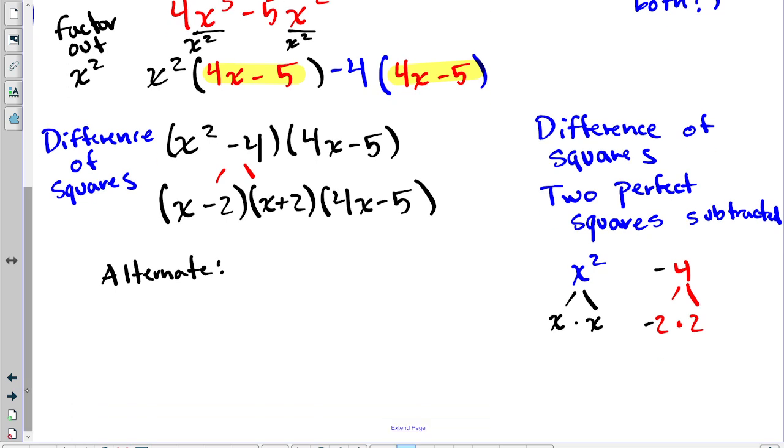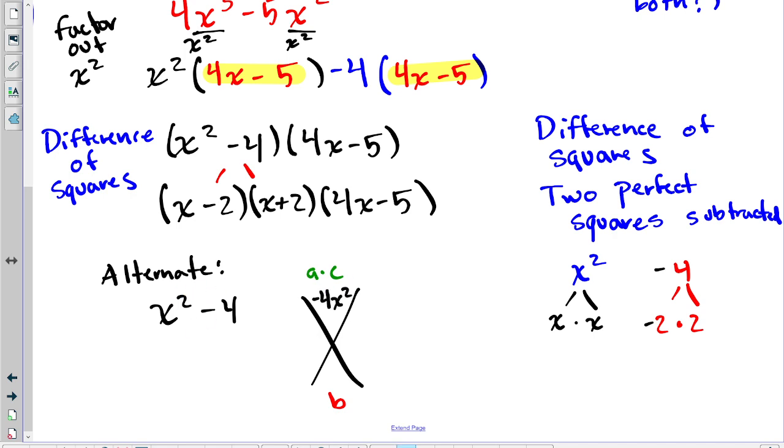Here's an alternate. If you're at x squared minus 4, you can actually just factor this in the normal way. You can think about a times c, and you can think about b. A times c in this case is going to be negative 4x squared, right? A and c, but b is nothing. There is no b. There is no blank x term, and so it's just 0. And so in other words, you're trying to find two numbers that multiply to negative 4 but add to 0. Hey, guess what? That's negative 2 and 2, which means your final factor is going to be x minus 2 times x plus 2.